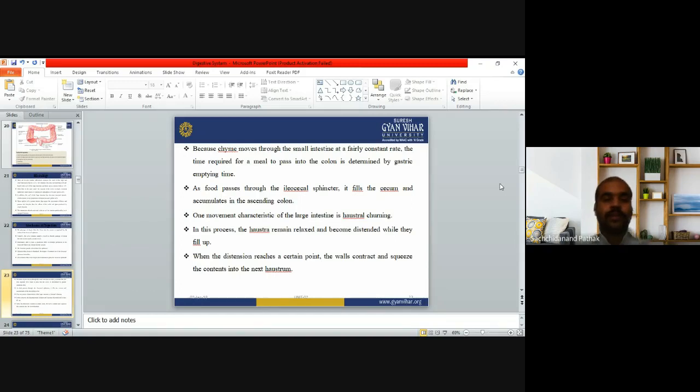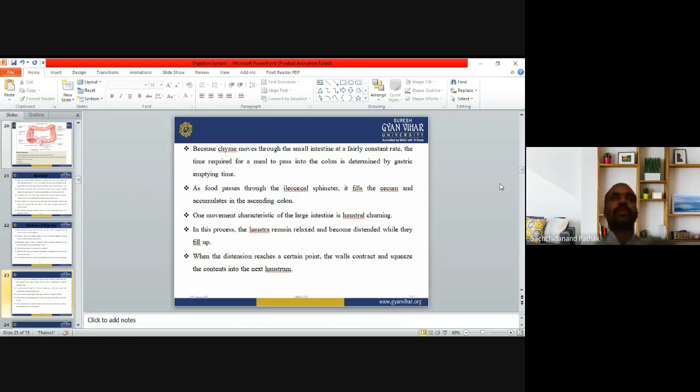In this process, the haustra remain relaxed. The haustra are the pouch-like areas of the large intestine. So the haustra remain relaxed and become distended while they fill up. When food comes into the large intestine, it fills the haustrum. When the distension reaches a certain point, the wall contracts and squeezes the contents into the next haustrum. So when the haustrum fills with the contents, it contracts and the food is passed into the next haustrum.